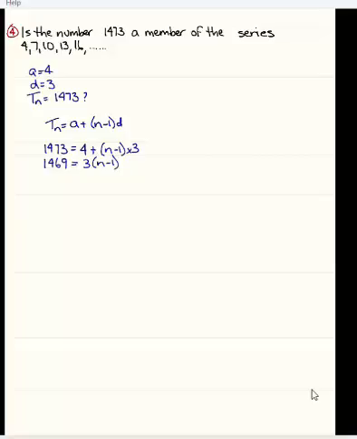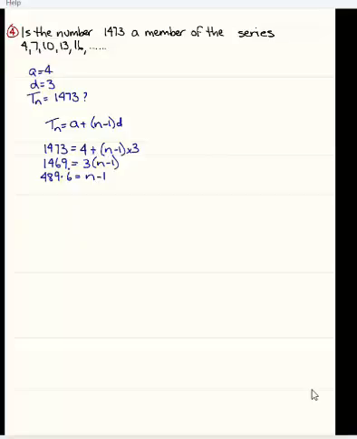Now, here's our issue. If I do 1469 divided by 3, I end up with 489.6 repeater. And there's my issue. N has to be a whole number, because what is n? N is just a counting term. 1 term, 2 terms, 3 terms, 4 terms. I can't have 489.6 repeater terms. I can have 489 terms, I can have 490 terms, but I can't have 489.6 repeater terms.